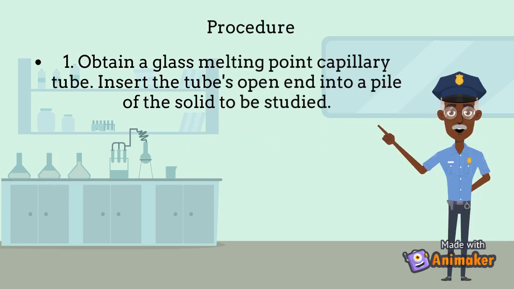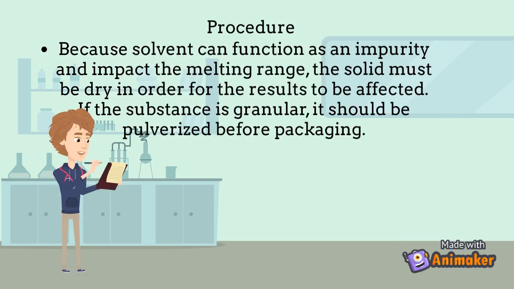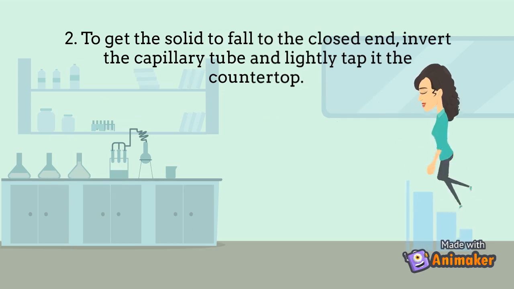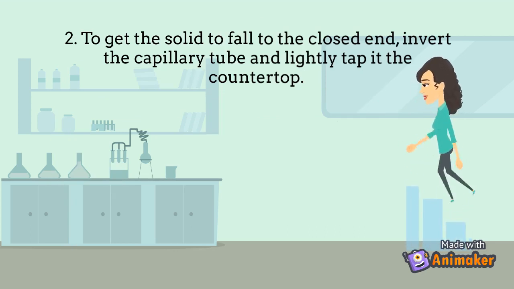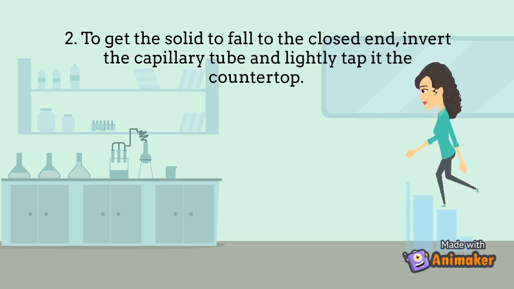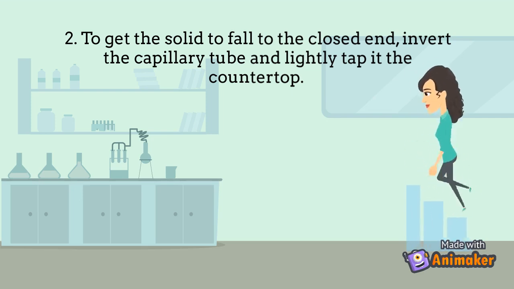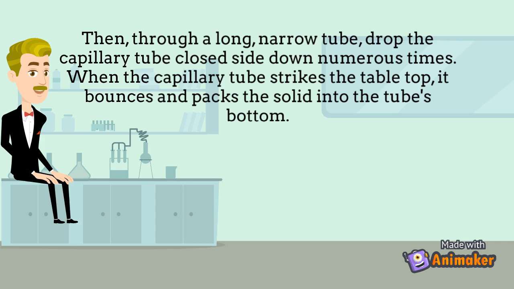Insert the tube's open end into a pile of the solid to be studied. If the substance is granular, it should be pulverized before packaging. To get the solid to fall to the closed end, invert the capillary tube and lightly tap it on the countertop. Drop the capillary tube closed side down numerous times. When the capillary tube strikes the tabletop, it bounces and packs the solid into the tube's bottom.